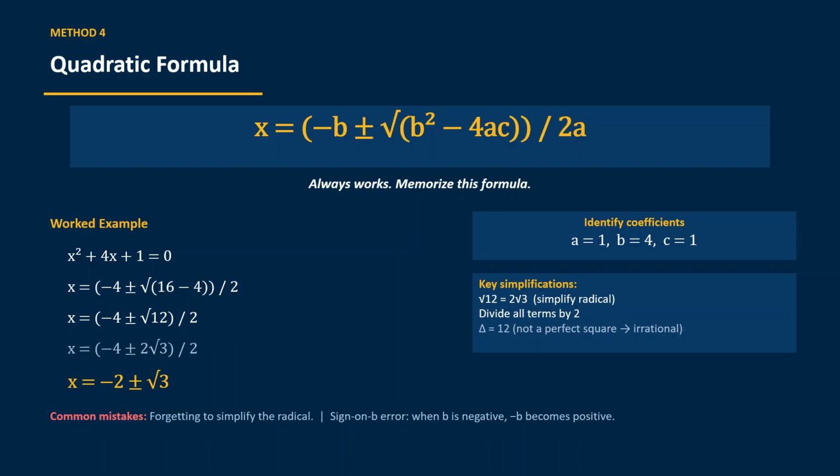A common mistake is writing b squared as 2 times b instead of squaring the full value. When b is negative, you must square the entire negative number, which gives a positive result.